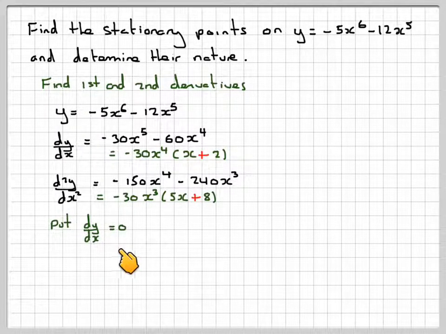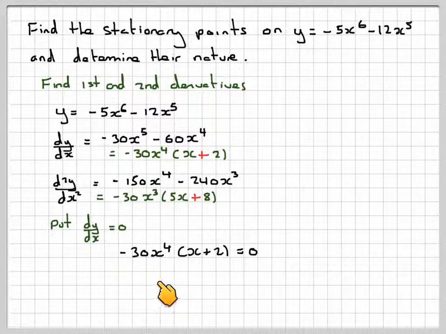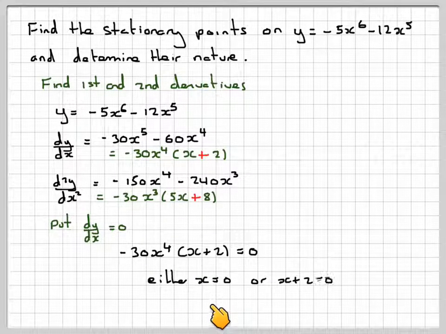Put dy/dx equal to 0, so we need to take this one. The thing you need to be careful of is taking the right expression each time, because you've got three things: y, dy/dx, and the second derivative. So we take this one and put it equal to 0. So it's minus 30x^4 times (x plus 2) equals 0. So either x equals 0 or x plus 2 equals 0, which means x equals minus 2. Or x equals 0.